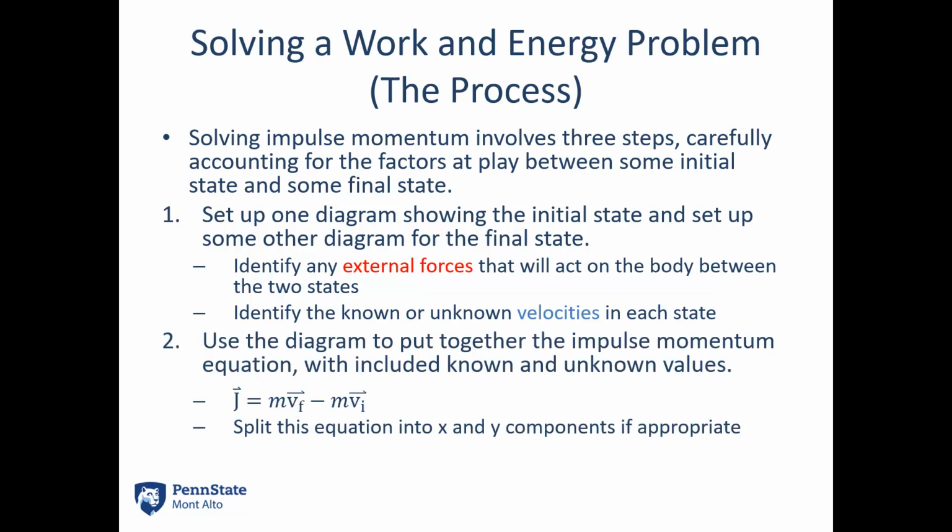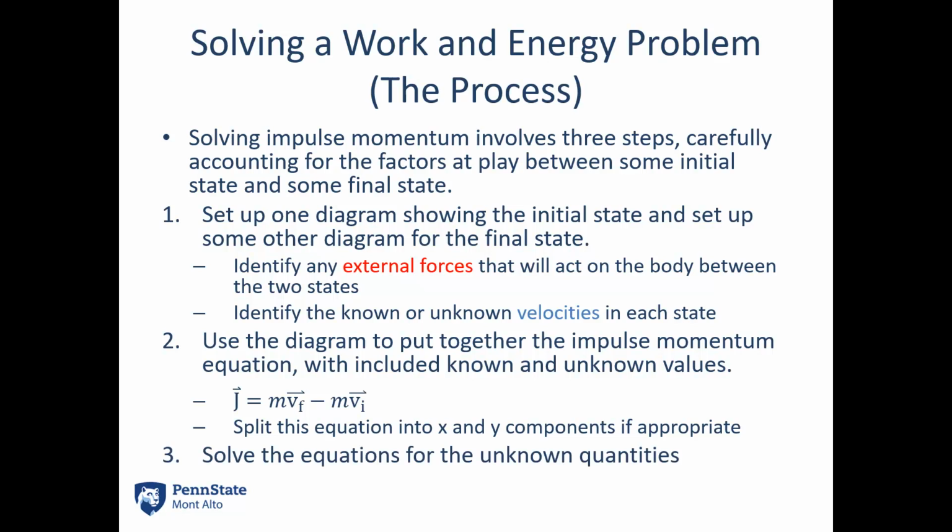All right, so we're going to use the diagram to put together the impulse momentum equation, or equations if we break it down to x and y, with the included known and unknown values. So our base equation, impulse is equal to final momentum minus initial momentum. We break that into x and y, put in any known, say we know all of the initial velocities, we know the impulse, we'd be solving for the final velocity. And that's the last step.